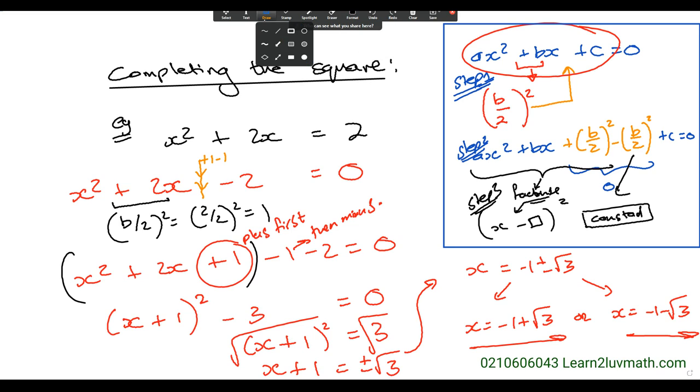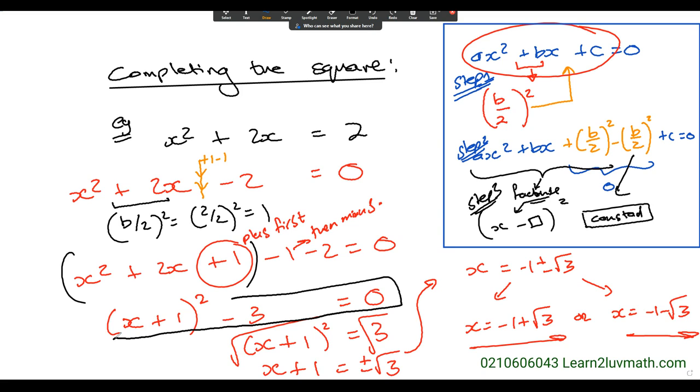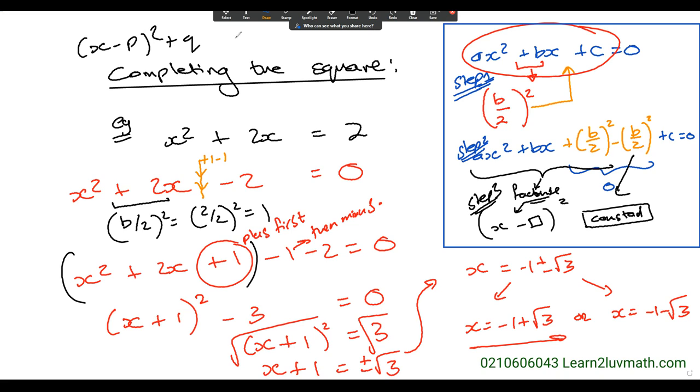Another note is that once you get to this point, you can easily use this in a graph because the turning point is negative 1 and negative 3, and we can do that in a different example, but that's more for graph work. All right, so basically, the final answer after you've completed the square would be x equals negative 1, but before that, this is the form of x minus p squared plus q. And that's what you want to get it into that form.